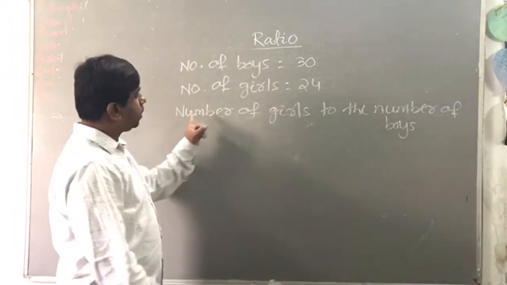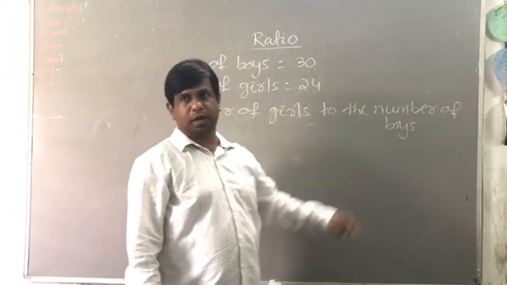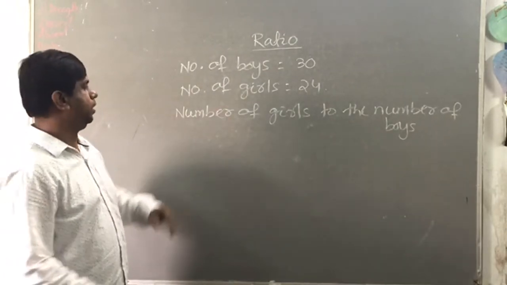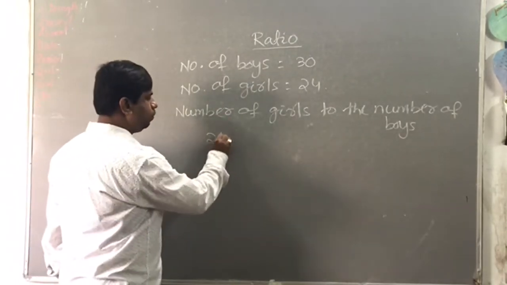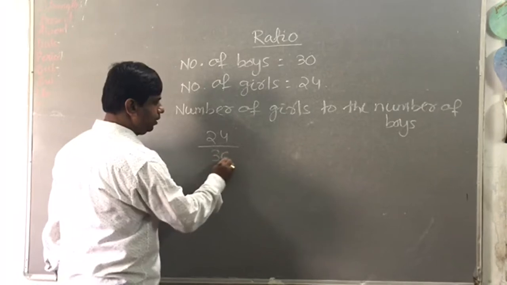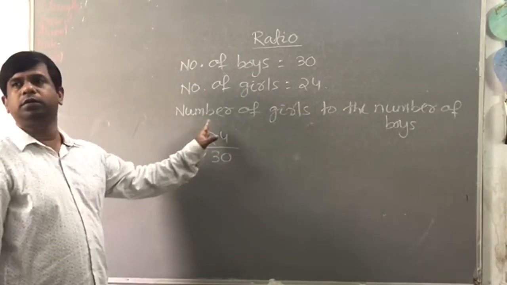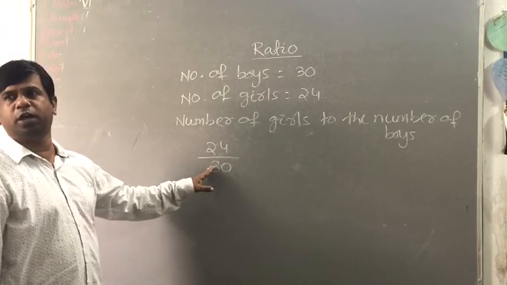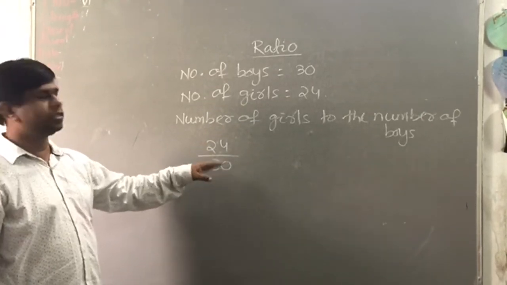So first, you see number of girls to the number of boys. That means we should write in the numerator part the number of girls. So what is the ratio? 24 by 30. Now you convert it into simplest form. How? You should divide both the numerator and denominator by its HCF.